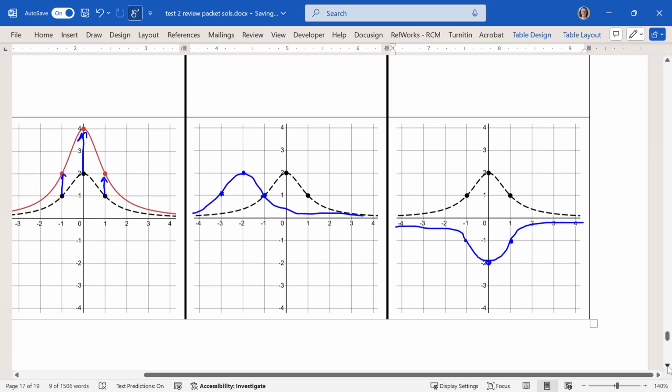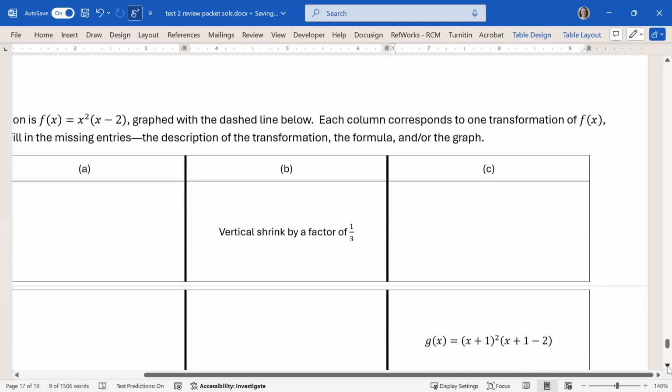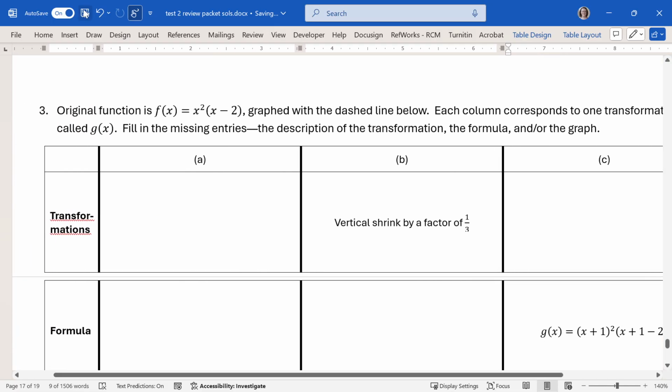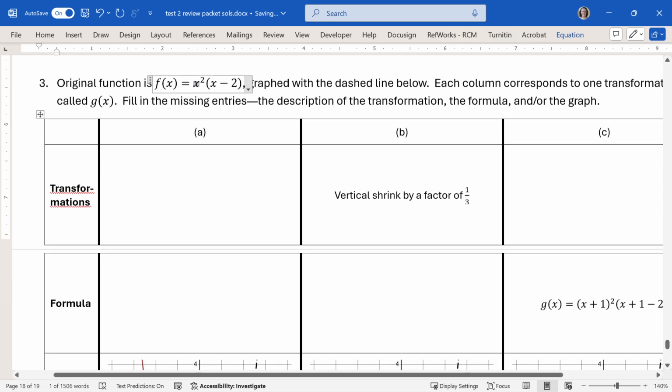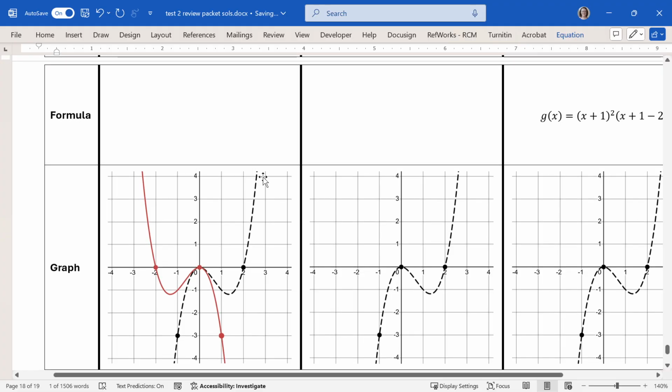And I think there's one more. Okay. So our original function is f of x equals x squared times (x minus 2). Now this is a little bit different because there are 2 x's in this formula. So any horizontal changes that we need to make, we're going to be doing to both of these x's. All right. So let's look at the first one.